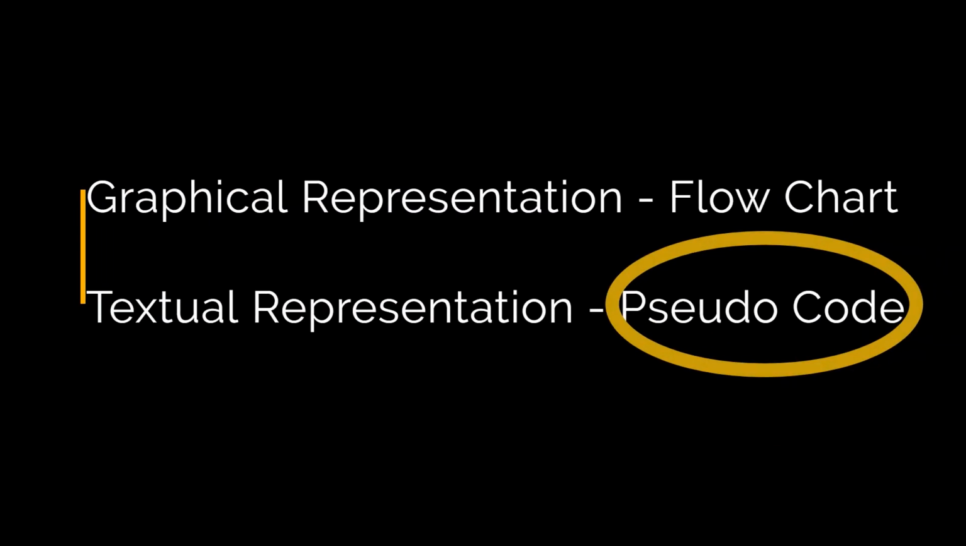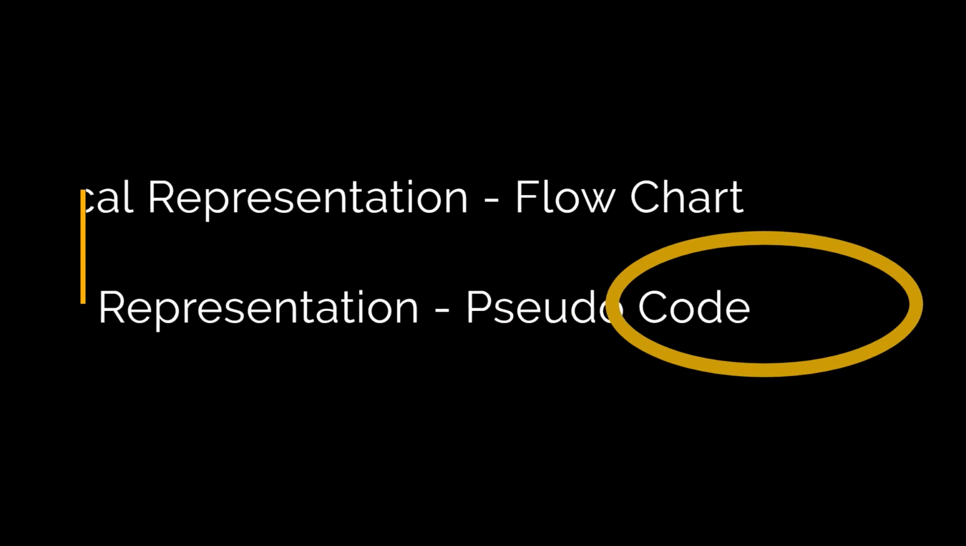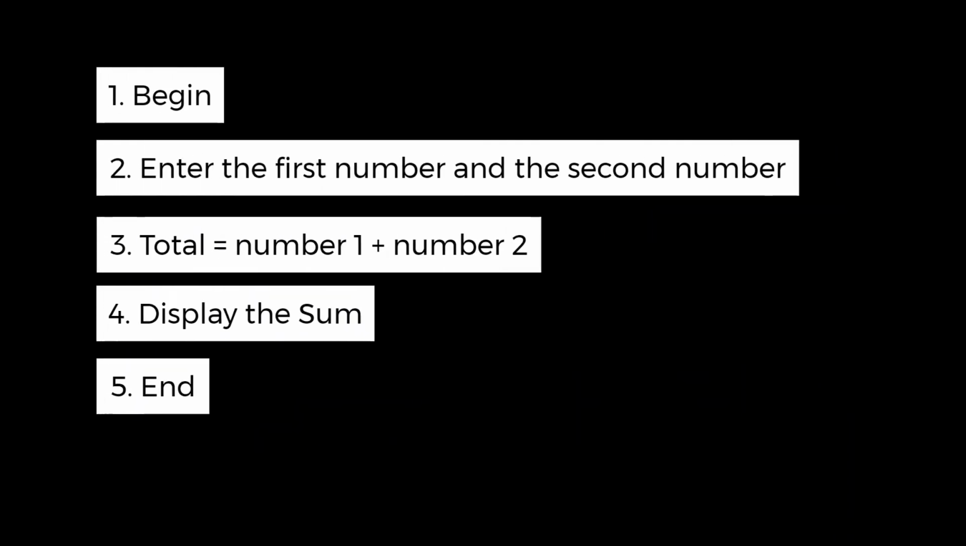It's time for us to move to the second representation of an algorithm. That is pseudocodes. Let's look at an example of a pseudocode to obtain the sum of two numbers. This is how you should write down the pseudocode for the above question.